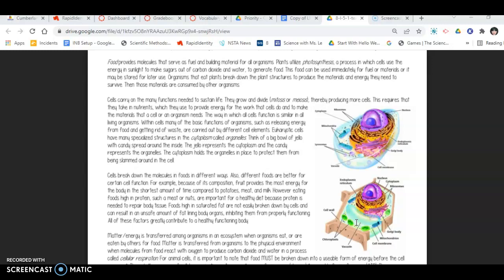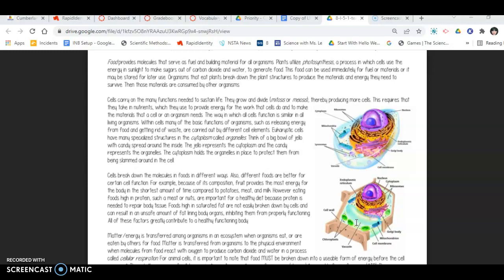Yes, we are animals. Cells carry out the many functions needed to sustain life. They grow and divide through mitosis or meiosis, thereby producing more cells. This requires that they take in nutrients, which they use to provide energy for the work that cells do and to make materials that a cell or an organism needs. The way in which all cells function is similar in all living organisms. Within cells, many of the basic functions of organisms, such as releasing energy from food and getting rid of waste, are carried out by different cell elements.